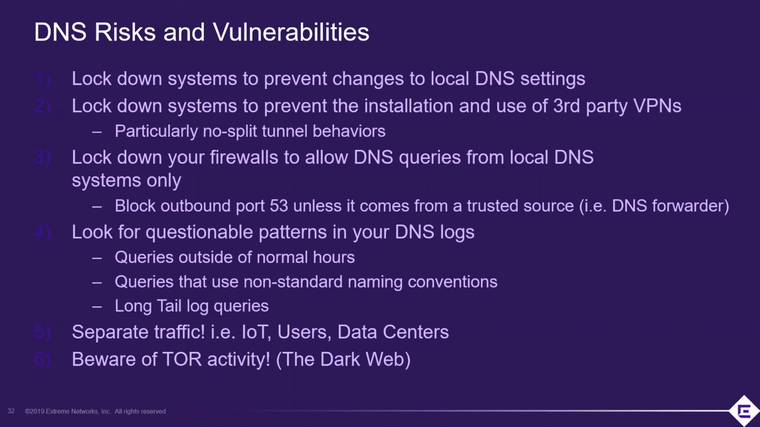And believe it or not, many users will not check that, and they will be led to malicious websites as a result. Lock down systems to prevent installation and use of third-party VPNs, particularly no split tunnel behaviors. You can't monitor split tunnel behaviors. Any system that's doing split tunneling, you should be asking why, particularly an IoT device, but the end user systems as well. And if the end user is unaware of the behavior, that's something that should really, really cause alarm.